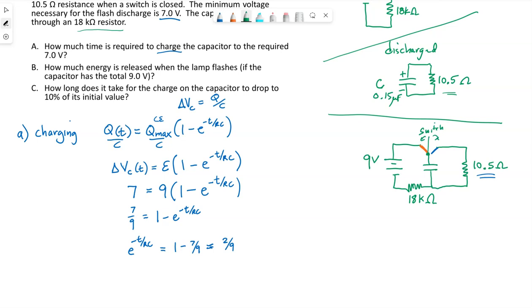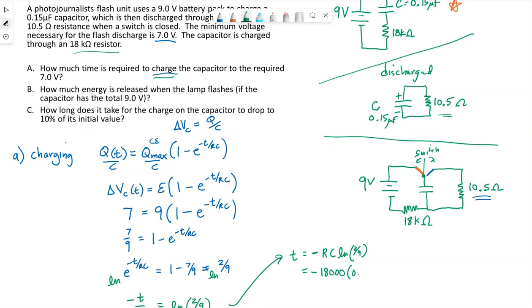Now I'll take the natural log of both sides. That leaves me with negative t over RC is equal to the natural log of 2/9. I'm looking for the time. So time will be negative RC natural log of 2/9. We need to make sure we get the correct resistor value in here. Since we're talking about charging this capacitor, we need to use the 18 kiloohms that it said it's charged through. So kilo is 10 to the 3. C they gave us was the 0.15 microfarads.